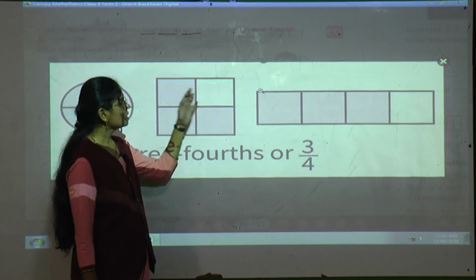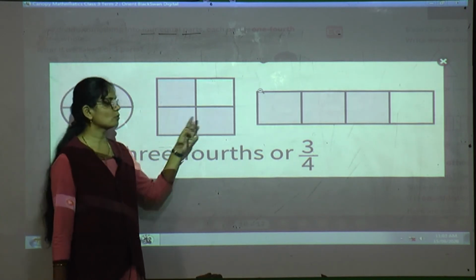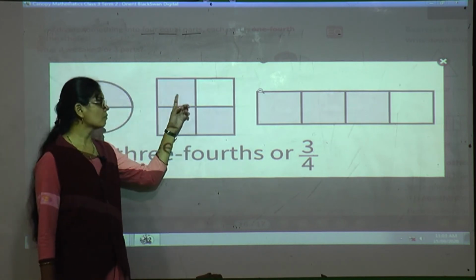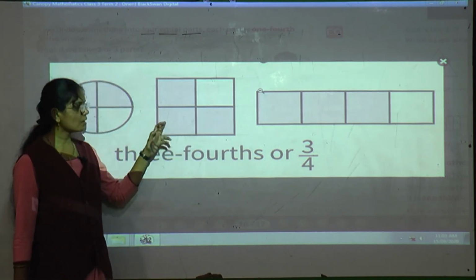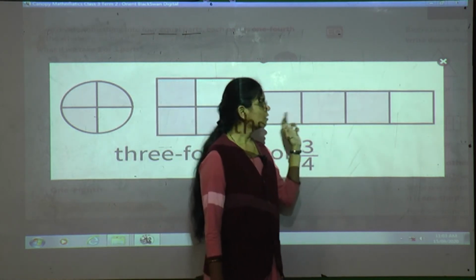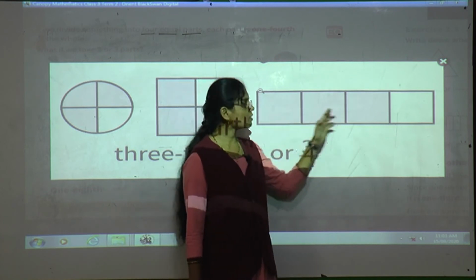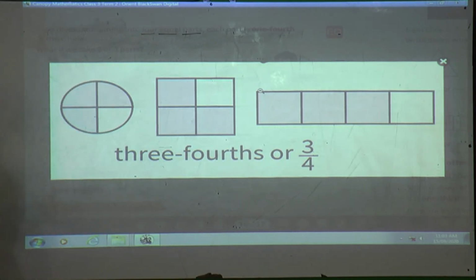Here also this square is divided into 4 equal parts. First they have divided into 4 equal parts, and out of that 4 parts, 1, 2, 3 parts are shaded. So it is 3/4. Again in this same way, this strip is divided into 4 parts. Out of that 4, how many are shaded? 3 are shaded. So it is called as 3/4. Okay, clear? Okay.